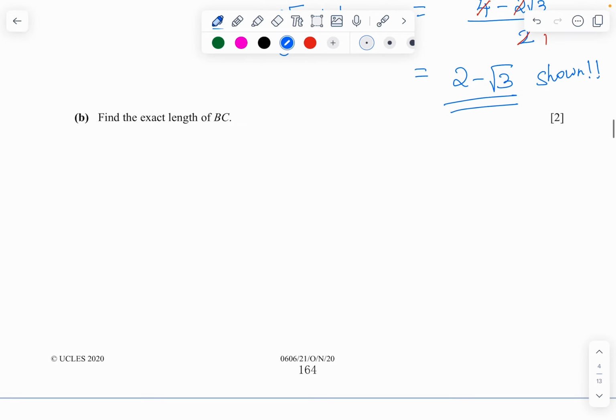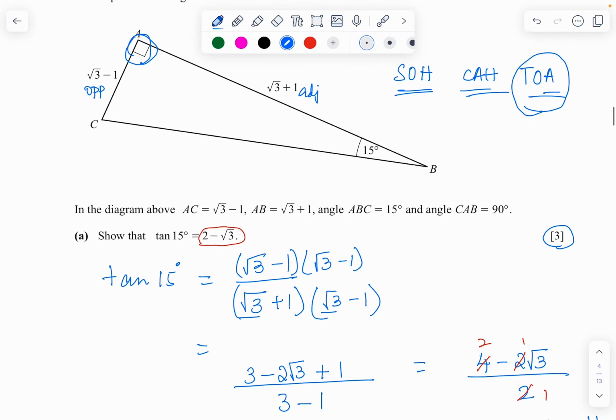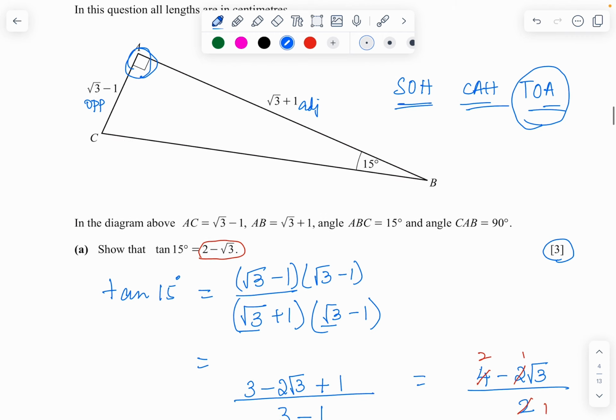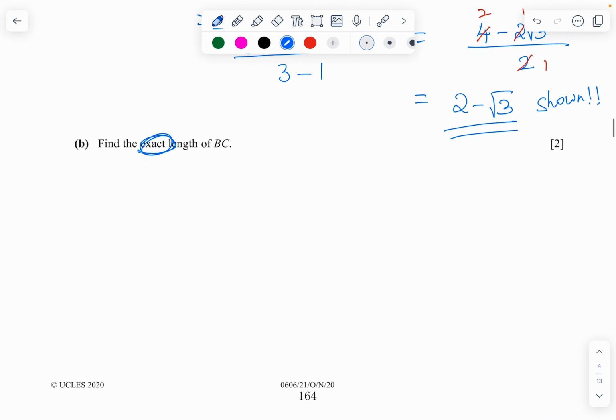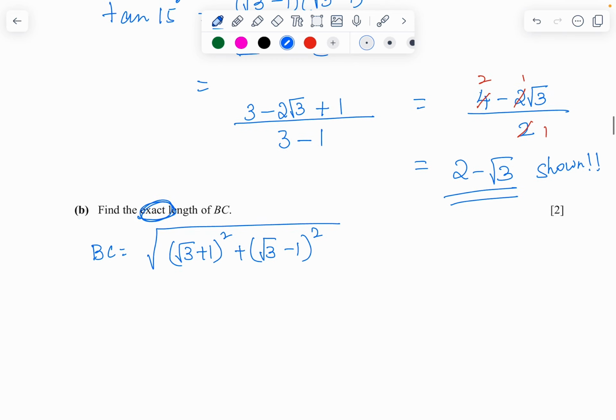Now let us see part B. Find the exact length. Look at the keyword here: exact length of BC. Since it's a right angle triangle, I'm going to use the Pythagorean theorem: a squared plus b squared equals c squared. So BC is going to be the square root of square root of 3 plus 1 whole squared plus square root of 3 minus 1 whole squared. And you don't need to expand all of that because we already did.